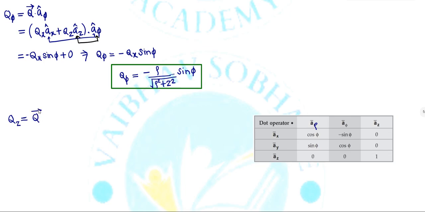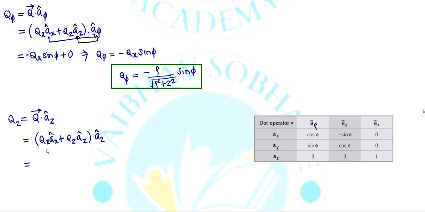Your given vector q having the dot product with respect to the unit vector along z direction, that is az. So we have that vector q to be what? Qx ax plus qz az having the dot product with respect to the az. Okay, now have the dot product.